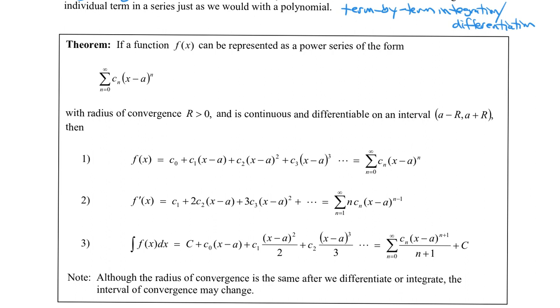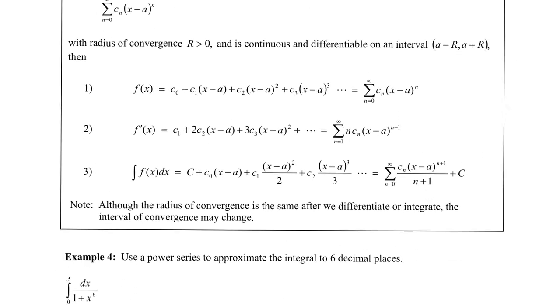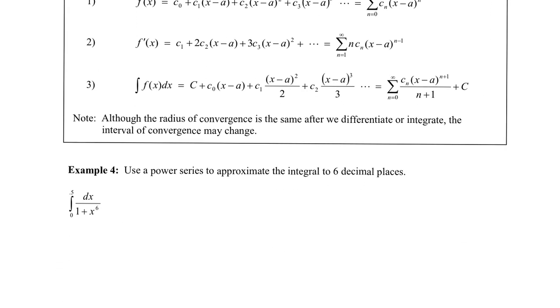Okay, so basically it's saying we can just do term by term integration and differentiation, which makes life very nice. There's a little note here though. It says the radius of convergence is the same after we differentiate or integrate. What can change, however, is the interval of convergence. So basically, this isn't going to be super important for us, but it just means that the endpoints may change convergence or divergence.